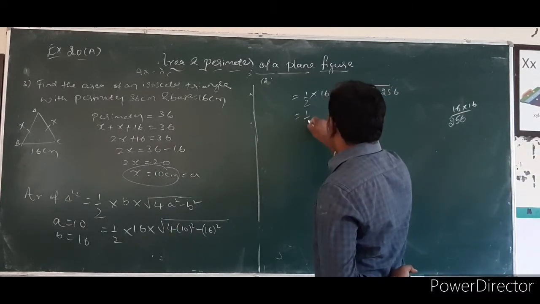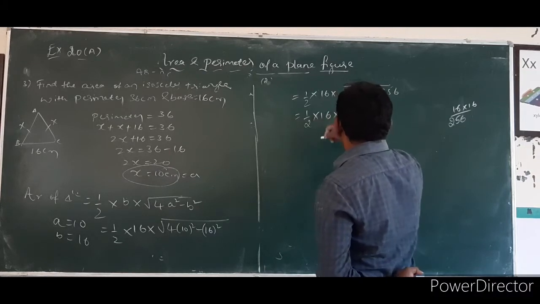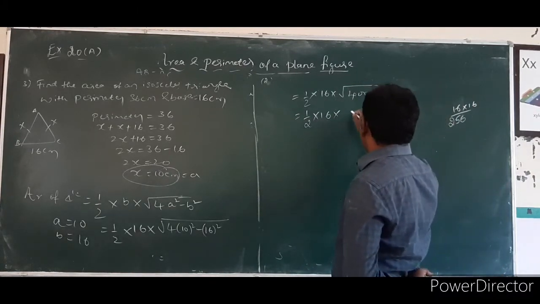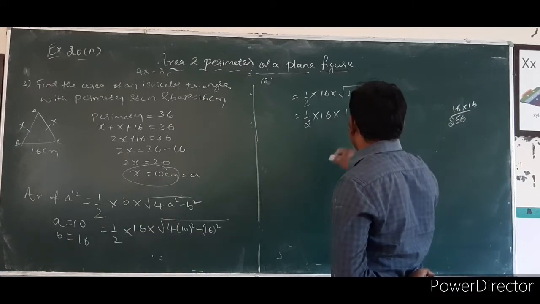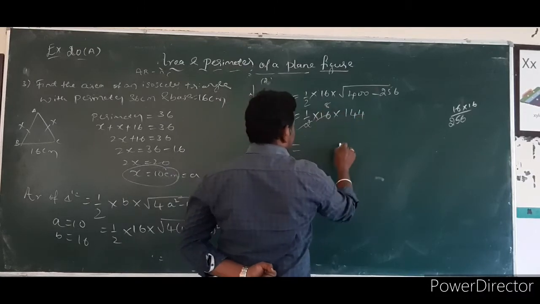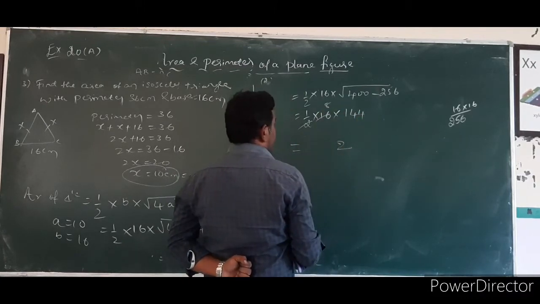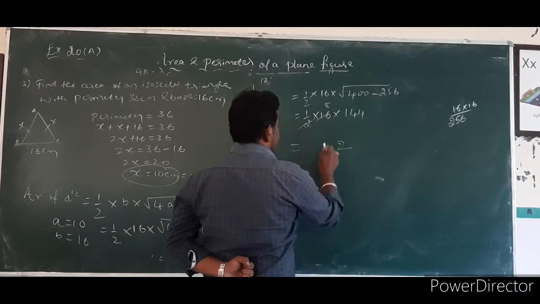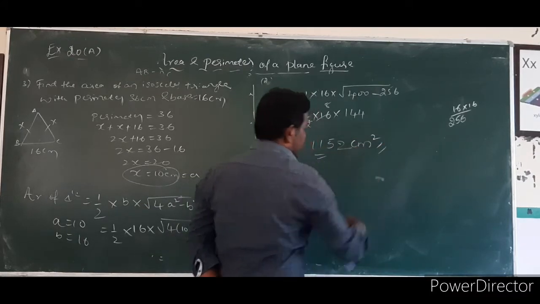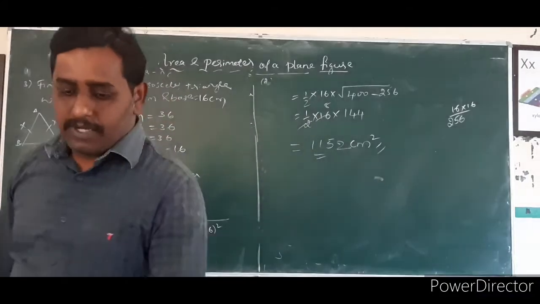$256 half into 16 into 400. If you subtract 256, you will get 144. 2 1s are 2, 2 8s are 8, 4s are 32. 3 5 3 11 centimeter square.